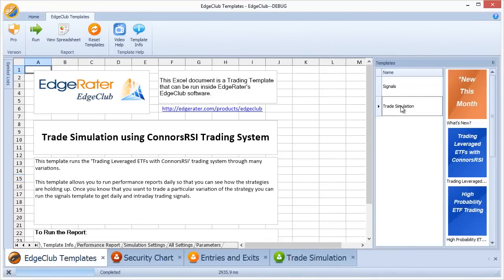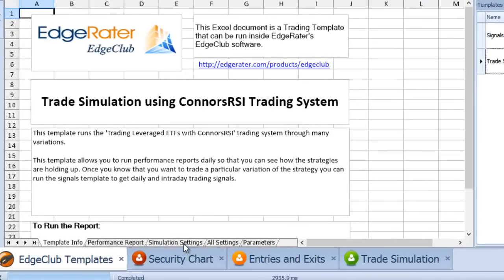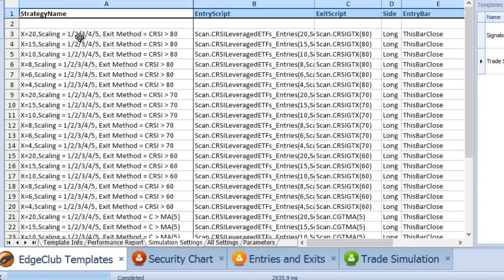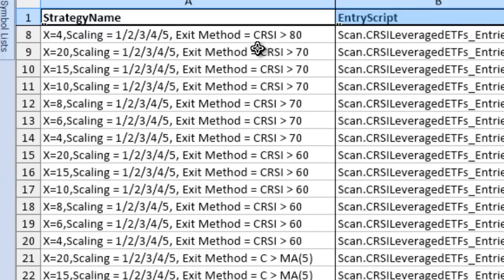The other template down here is trade simulation. Trade simulation runs these strategies through a simulation, and it runs 30 different variations. The variations that it's running are listed in the simulation settings tab, and you can see if you just look at the strategy name column, you're seeing which variations are being run.